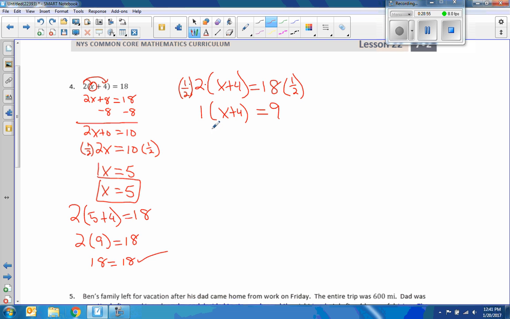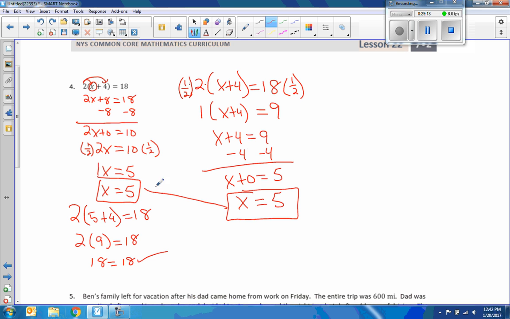This 1 is not necessary because of the multiplicative identity. So now I just have x plus 4 equals 9. And then the additive inverse is subtraction. So we're going to subtract 4, so we get x plus 0 equals 5. The additive identity tells us that we just need this portion. X plus 0 is x equals 5. And regardless of which way we did it, we got this.